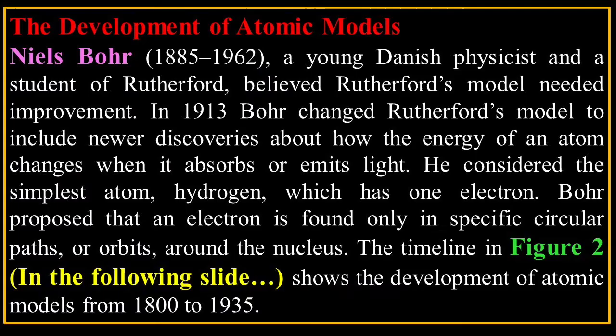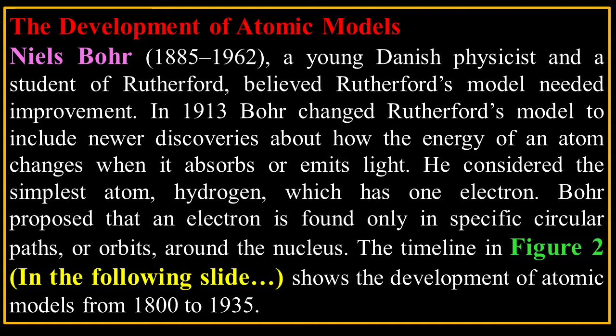The development of atomic models. Niels Bohr, 1885 to 1962, a young Danish physicist and a student of Rutherford, believed Rutherford's model needed improvement. In 1913, Bohr changed Rutherford's model to include newer discoveries about how the energy of an atom changes when it absorbs or emits light. He considered the simplest atom, hydrogen, which has one electron. Bohr proposed that an electron is found only in specific circular paths, or orbits, around the nucleus.